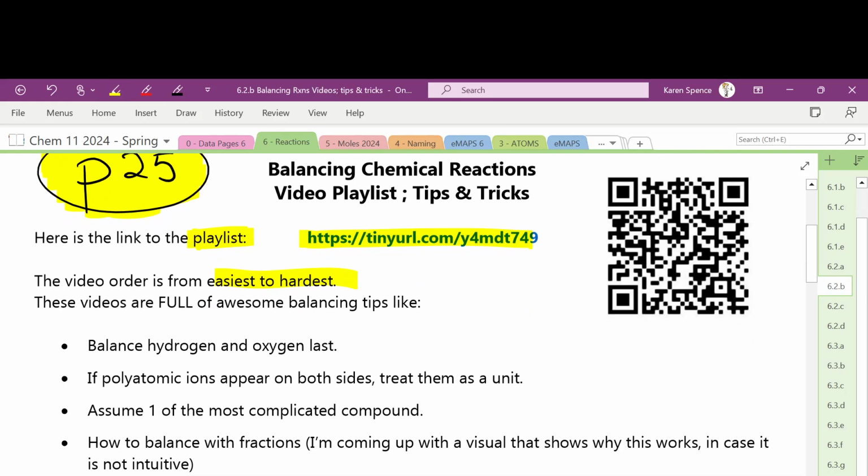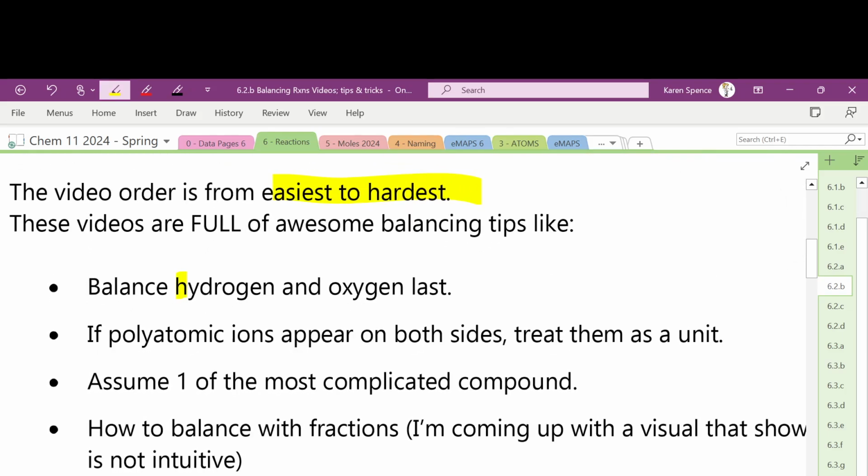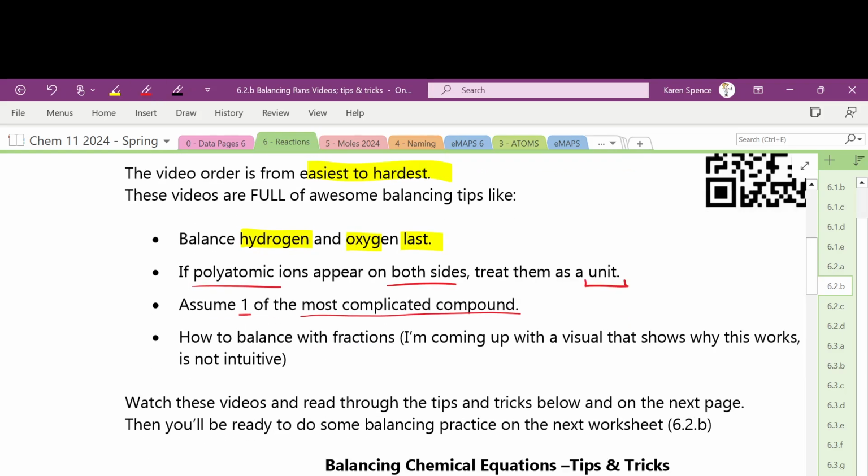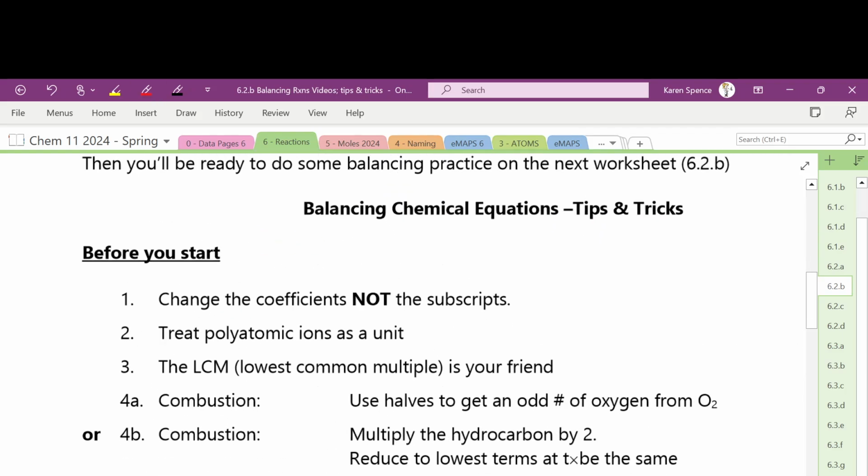So these videos are full of awesome tips like balance the hydrogen and oxygen last. If a polyatomic ion appears on both sides, treat it as a unit. Don't try and balance the oxygen separate from the P's when you've got phosphorus. Treat it as a group. Assume you have one of the most complicated compound and go from there. And there is also how to balance with fractions. I've made a way to look at that. And a few other things.